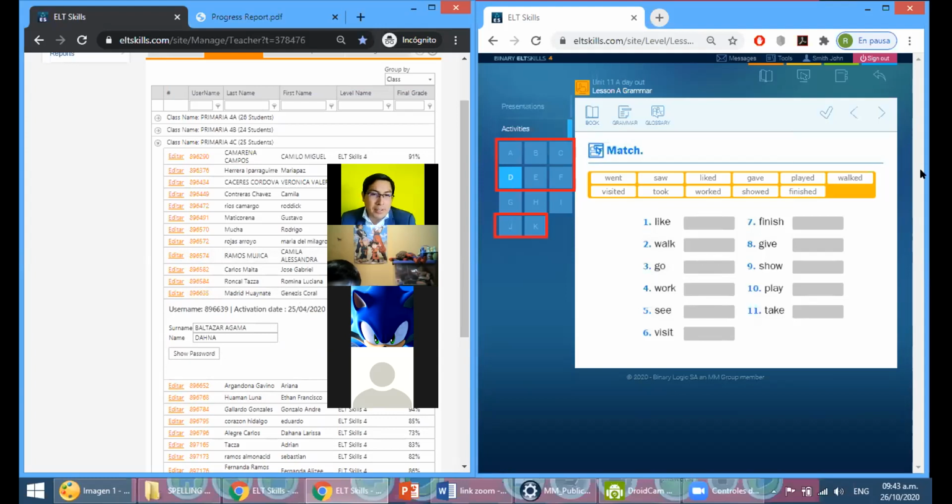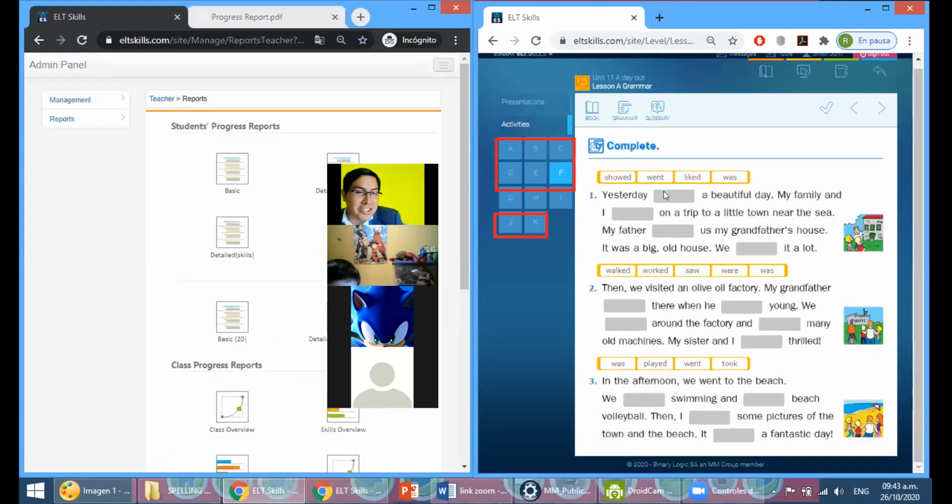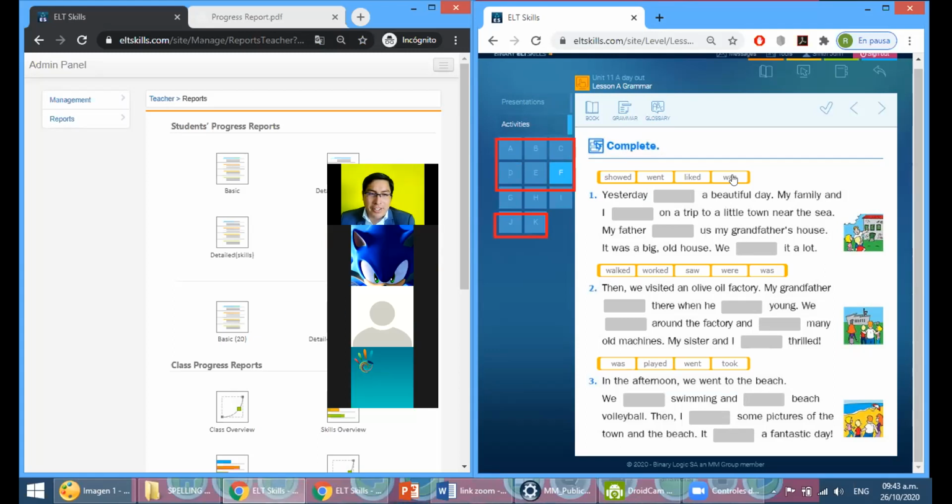For example, yesterday, no, show it means mostró. Me mostró, o nos mostraron, show it. Went, you know this in Spanish. Liked, similar to Spanish. Like, but in the past. Was. Was is the past of I am, he is. Teacher, yesterday was a beautiful. Pregunta.